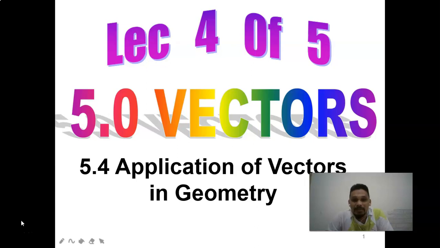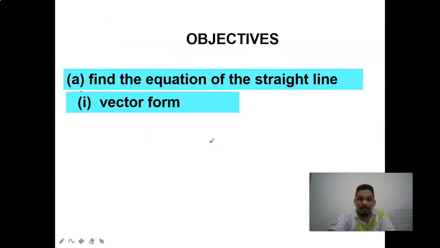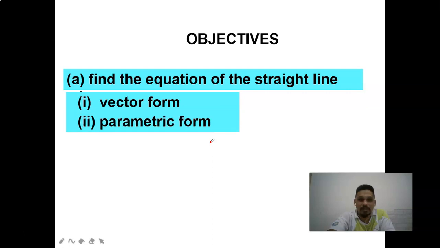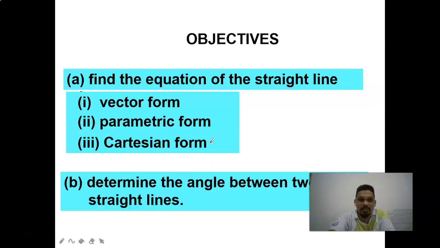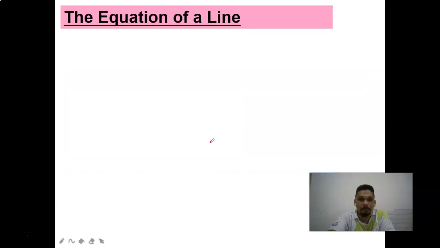Okay, so today we're going to discuss the subtopic 5.4, application of vectors in geometry, which is lecture 4 or 5 as you see on the screen here now. The objective is to find the equation of a straight line in vector, parametric and Cartesian form, and determine the angle between two straight lines.